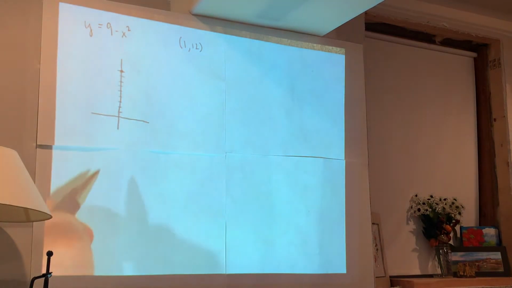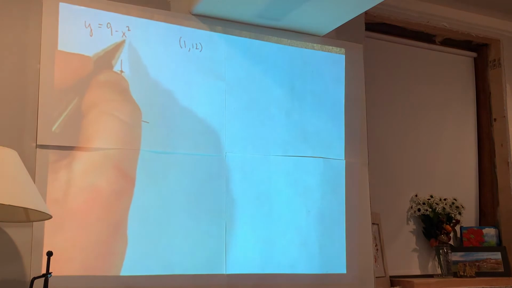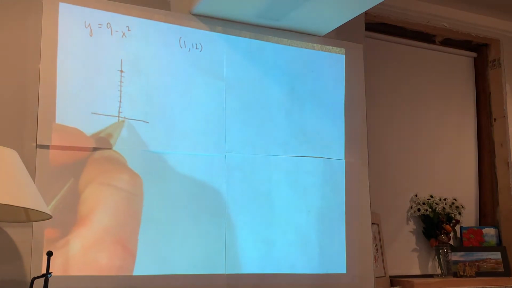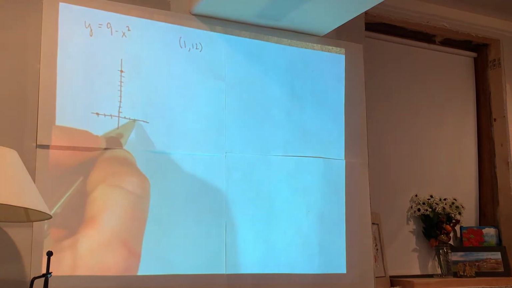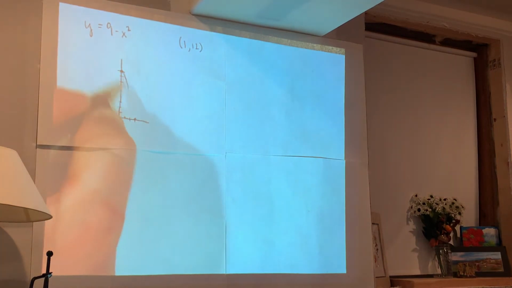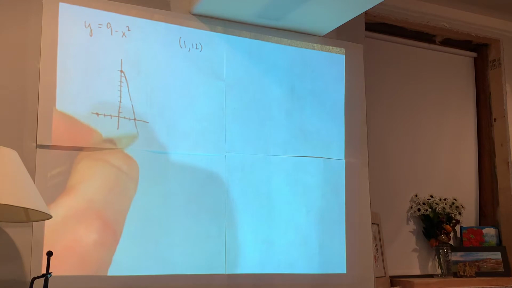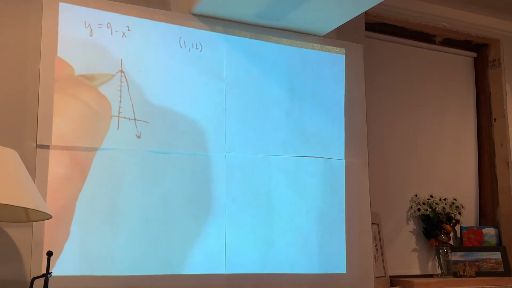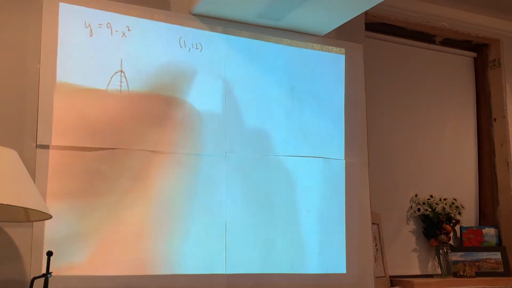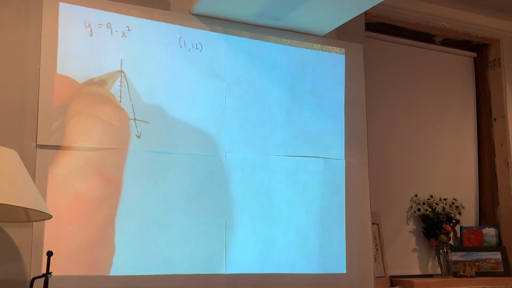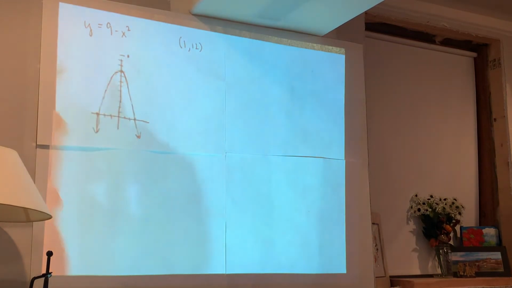There's going to be its vertex, and you can tell that when x is 3 or negative 3, we have zeros of that function. And so we know this is a parabola that looks like so. Then we also have this point (1, 12): 1, 9, 10, 11, 12. So you've got this point up here.